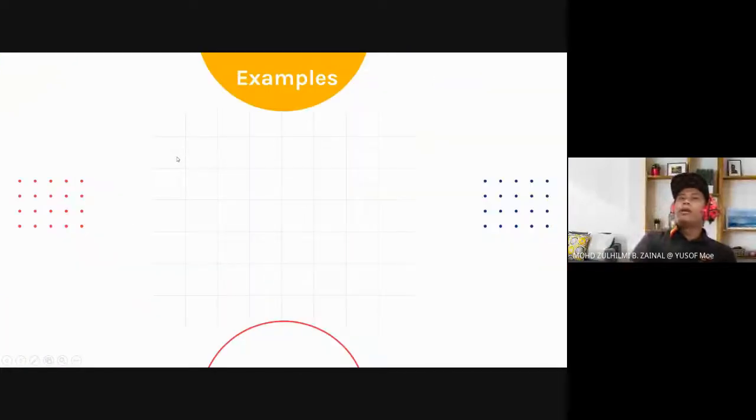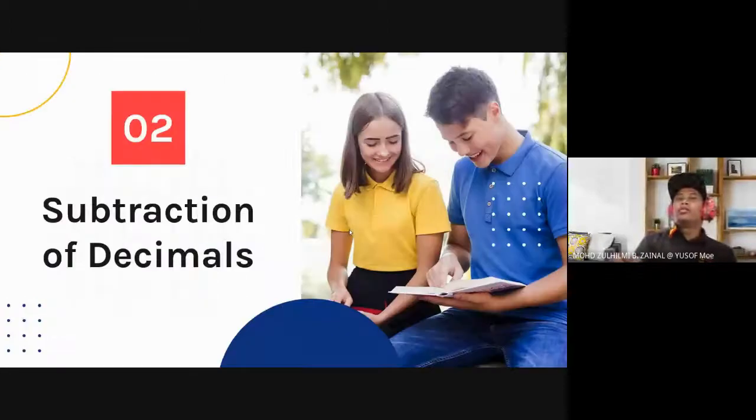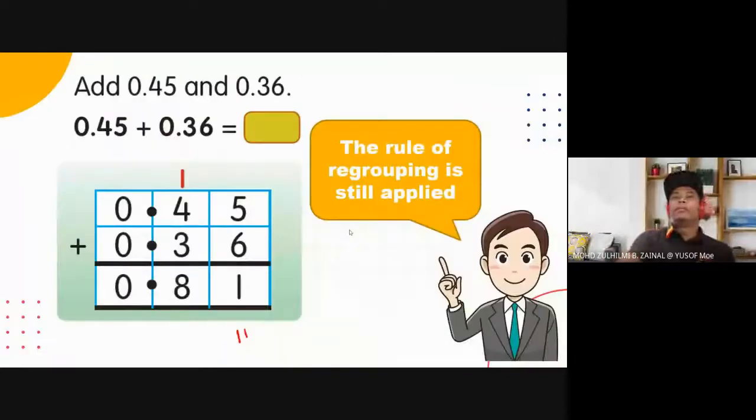Next the number. Okay, so what should you do? You just add this 3 lah. 1 plus 4 plus 3 equals to 8. The answer should be 0.81. That's all. Okay, so addition tak ada masalah.